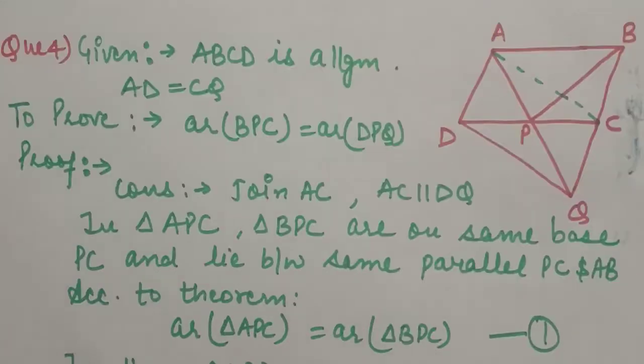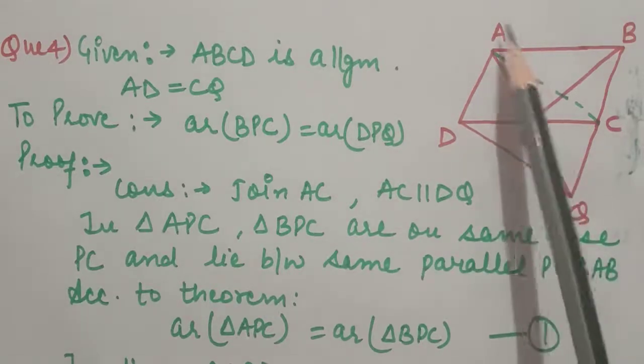So students, we will start our lecture with question number 4, because questions number 1, 2 and 3 I already explained in lecture number 5. So students, question number 4 from your exercise 9.4 NCERT. In the given figure, ABCD is a parallelogram. BC is produced to a point Q such that AD is equal to CQ. If AQ intersects DC at point P, show that area of triangle BPC is equal to area of triangle DPQ.